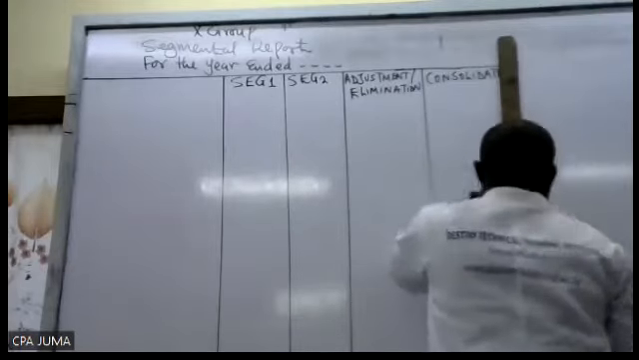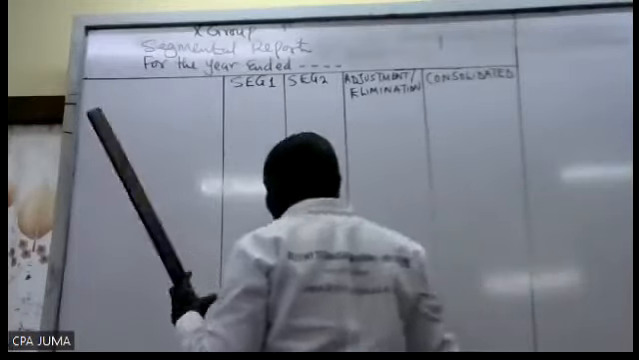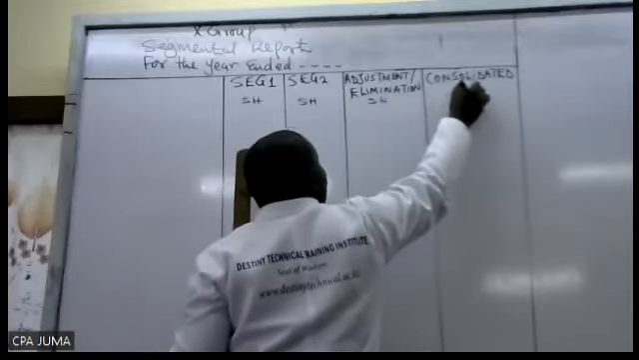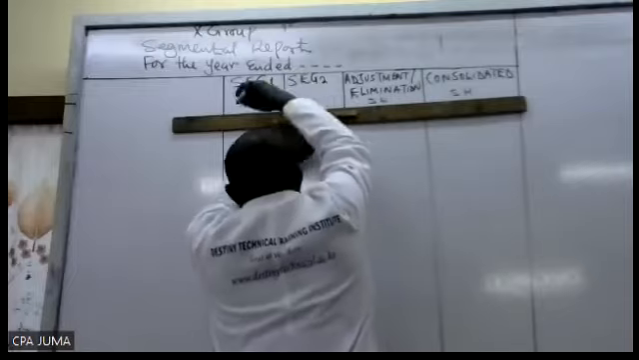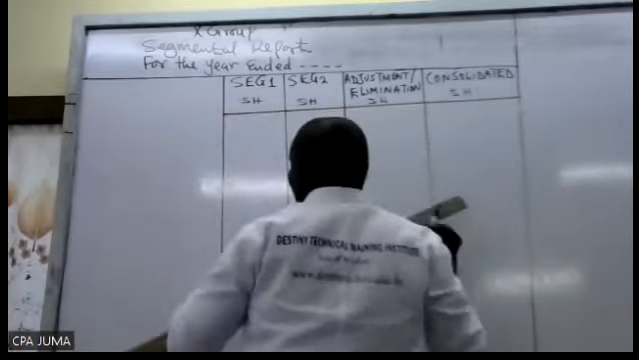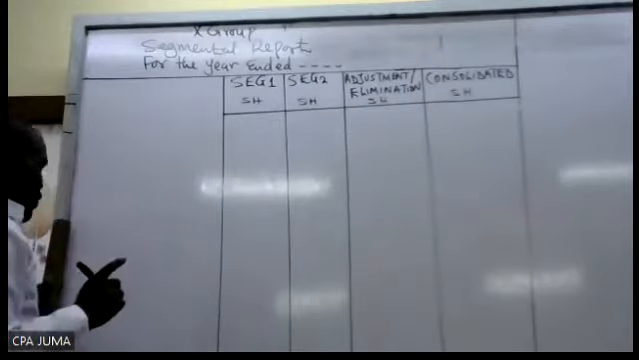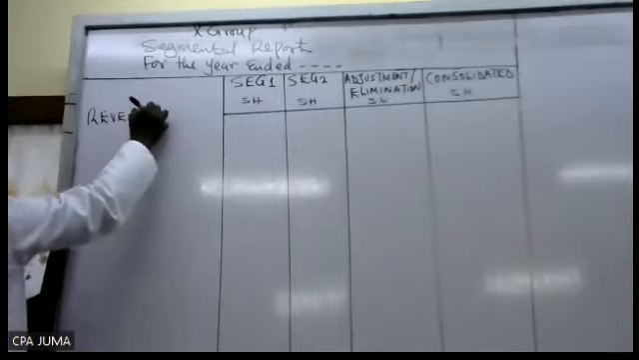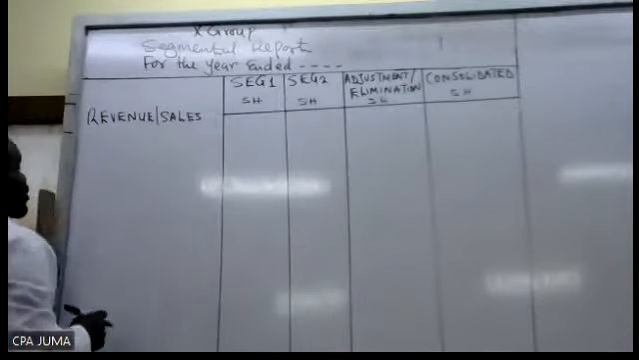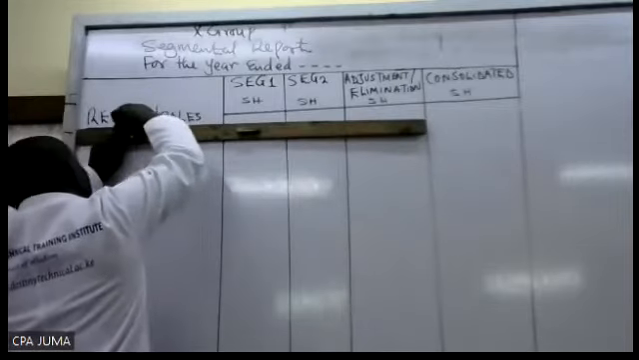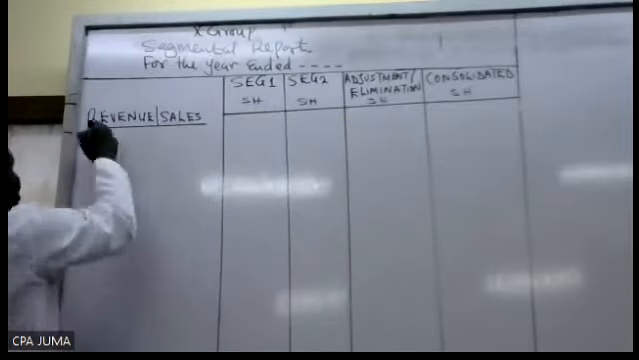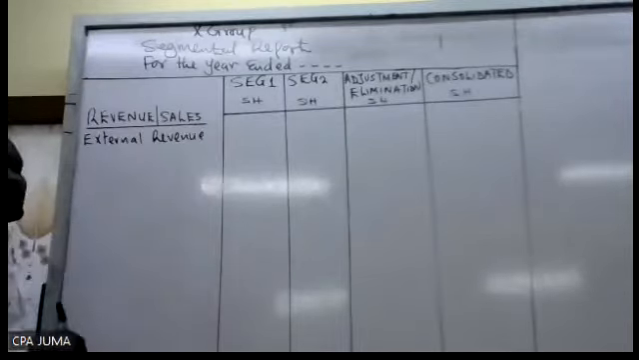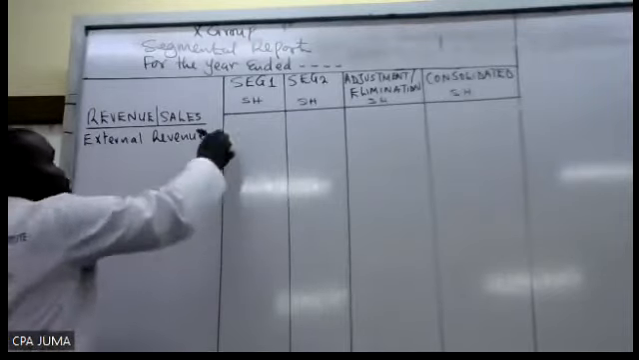That is how. So here you have the shillings. You will give us revenue, stock sales, external revenue. External revenue is also known as sales to third parties. So you give us here.